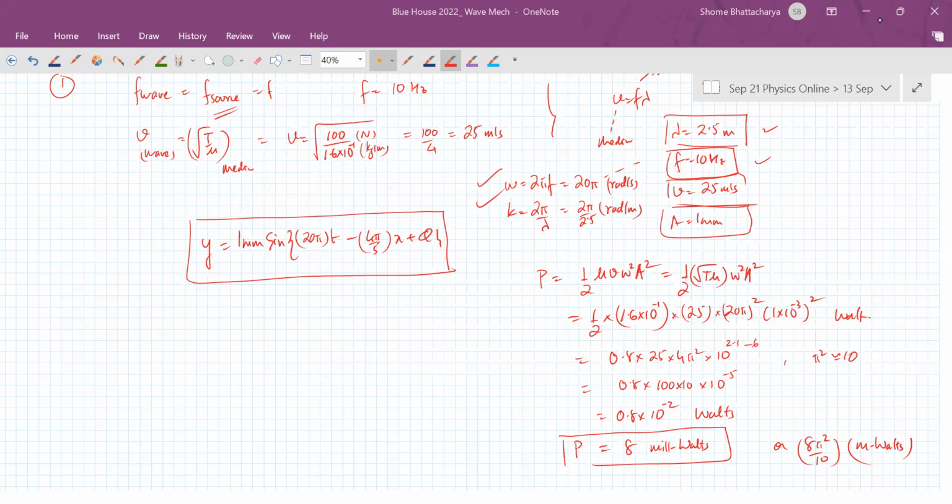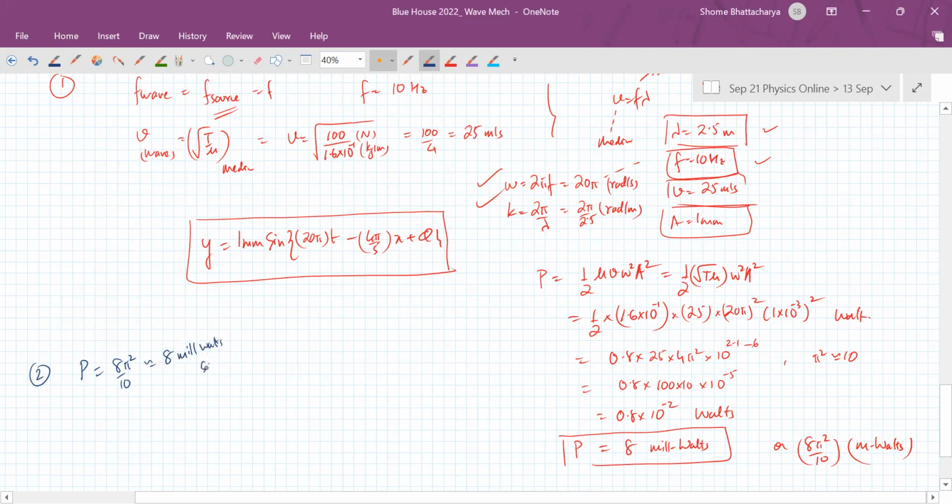Okay, now second part, remember what we are doing. We are keeping the power of the source the same. Power of the source is remaining this 8 pi square by 10, or approximately 8 milliwatts. We're keeping the frequency of the source the same, 10 hertz. Okay, so these properties of the source are remaining the same, but the medium is now changing to a new tension of 25 newtons, while the linear mass density remains 1.6 gram per centimeter.